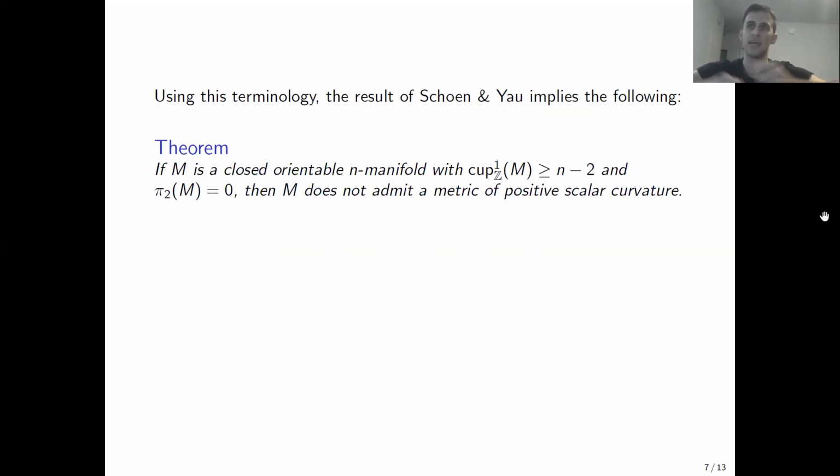Okay, so you have n minus 2 classes whose cup product is non-zero. That will be Poincaré dual to a smooth surface with positive scalar curvature. So it must be a union of two-spheres. But if pi2 is 0, then any map of two-spheres into your manifold will be null homotopic and hence can't give you a non-zero homology class. Okay, so this is just a reformulation of Schoen-Yau's result using this H1 cup length.